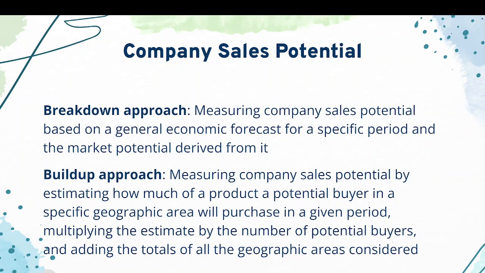The breakdown approach measures company sales potential based on a general economic forecast for a specific period and the market potential derived from it. The buildup approach measures company sales potential by estimating how much of a product a potential buyer in a specific geographic area will purchase in a given period, multiplying the estimate by the number of potential buyers and adding the total of all the geographic areas considered.